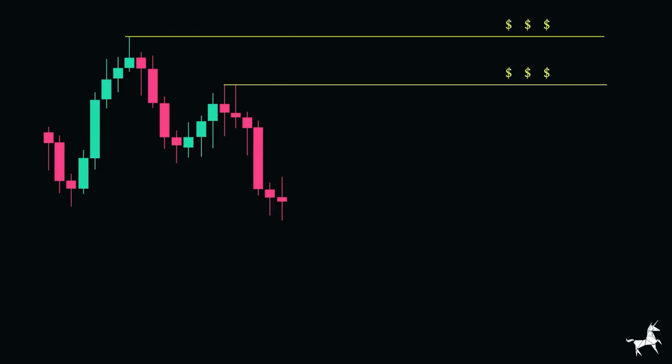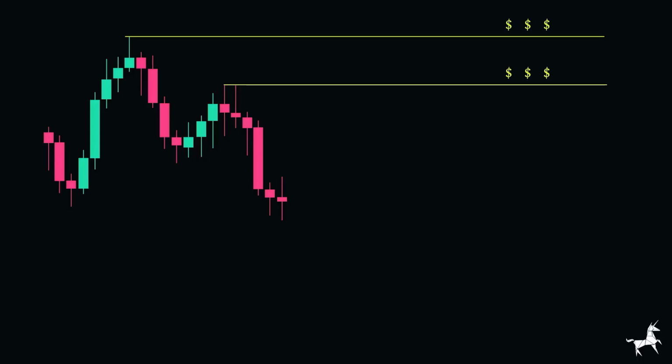Now let's continue with the London Killzone trading setup. You can use either the 5-minute or the 15-minute chart to execute this strategy. The first step is to identify the buy-side and sell-side liquidity levels formed during the Asian session. These levels often act as targets for the market once London opens.